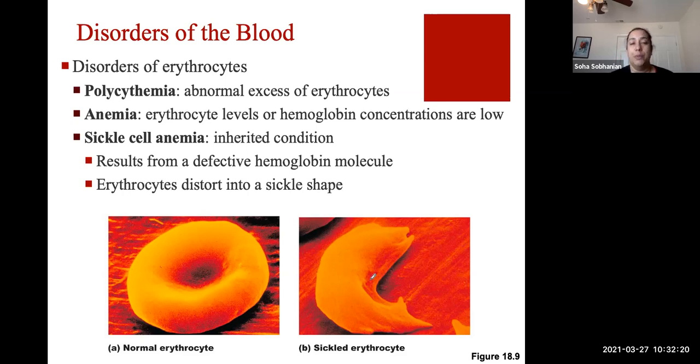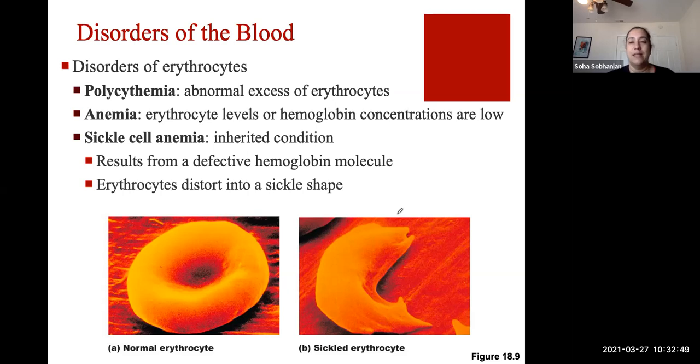A normal red blood cell would be this beautiful biconcave disc, versus when you have your red blood cells in the case of sickle cell anemia, they have this kind of sickle shape or half moon shape. The reason for this is the defectiveness you see in the hemoglobin. So hemoglobin is damaged. I don't want you to know the detail about this.